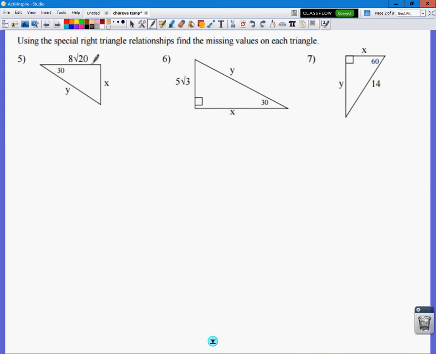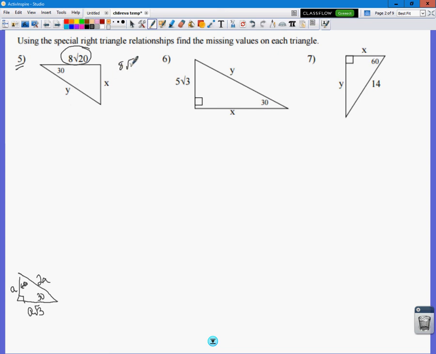In the next three problems, we are using the concept of a 30, 60, 90 degree triangle. Remember, in a 30, 60, 90 degree triangle, across from the 30 degree angle, we would put A. Across from the 60, I'm going to put A square roots of 3. And across from 90, I'm going to put 2A. Number 5 has a little bit of a trick in it because of this 8 square roots of 20 to start with.